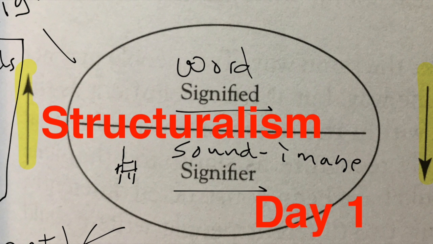As we will see, for the structuralists, it's not just that langue and parole have this relationship where they're this way. It's almost that for the structuralists, langue has this relation, and parole, or speech act, has this relation. You're going, what is he talking about? That doesn't make any sense to me.